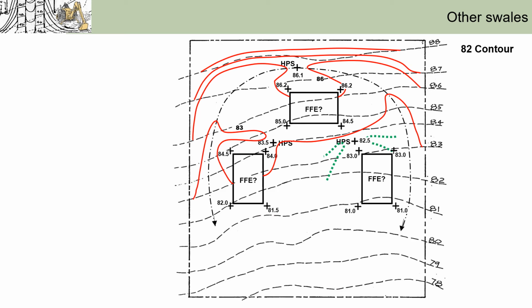Next, we move forward to the 82 contour that forms the small swale on the right. Similarly, this portion of the 82 contour forms the small swale here. Then this portion forms the big swale on the right. Now we move back to the left. This portion again forms the large swale, and the last part helps to form the swale, the smaller one, on the left.